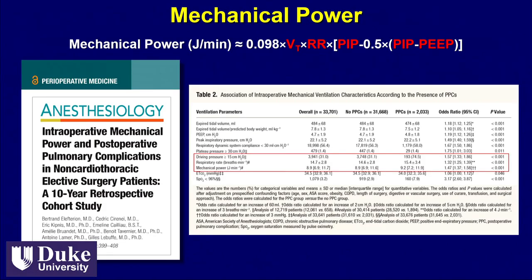randomization. Now, finally, bringing up the concept of mechanical power, which is the new parameter now. Mechanical power is really the rate at which work is being done on the lung. So it includes tidal volume, respiratory rate, pressures, and PEEP. This actually is an approximation of mechanical power. If you really want mechanical power, you have to integrate pressure and volume and time.